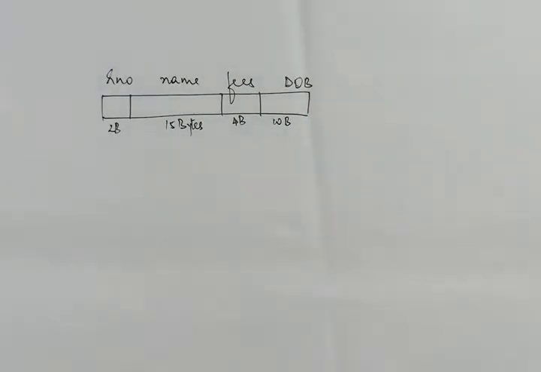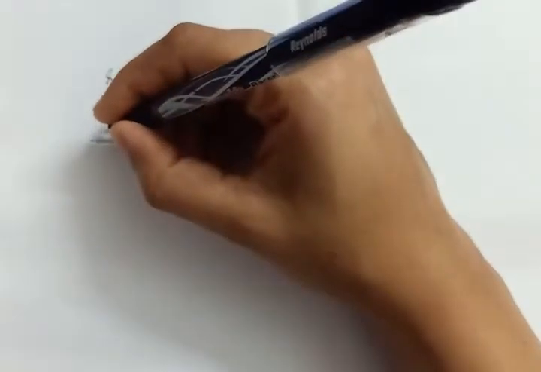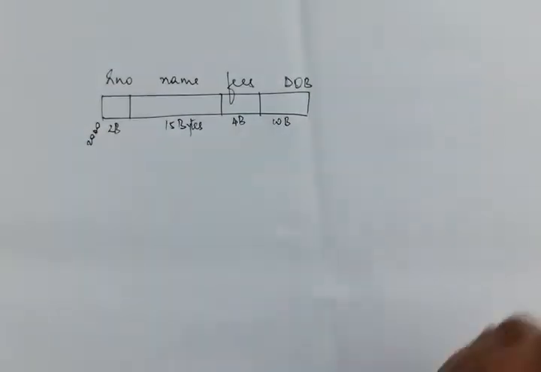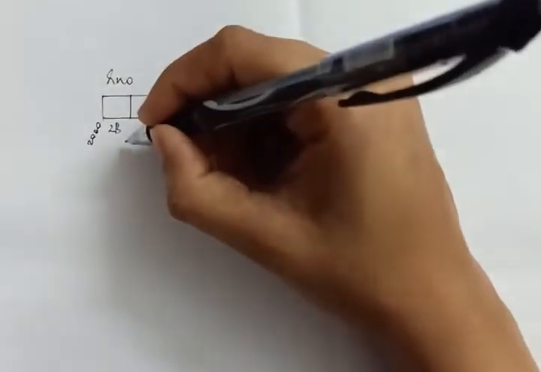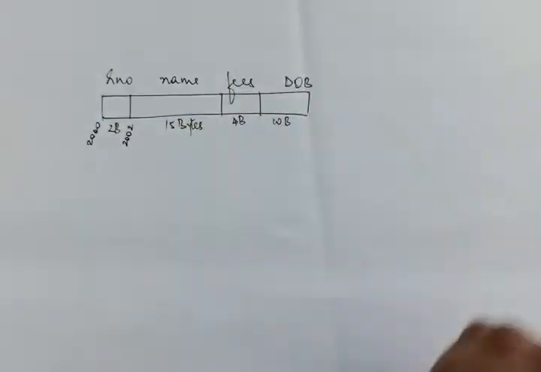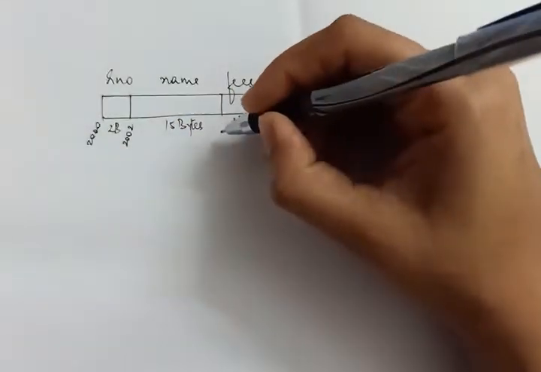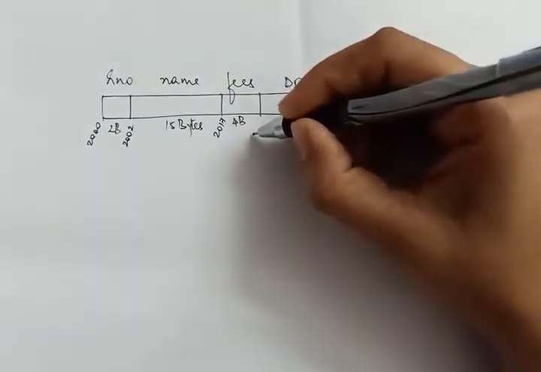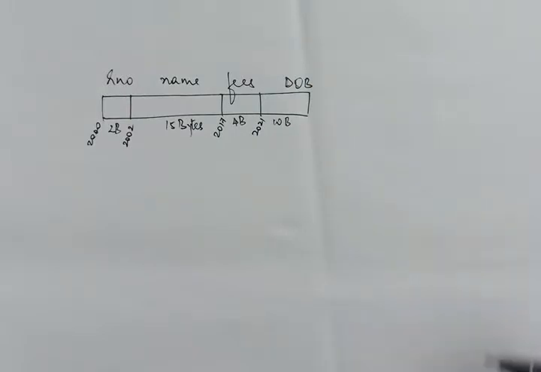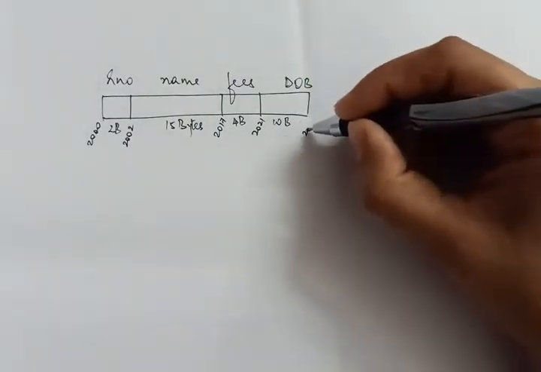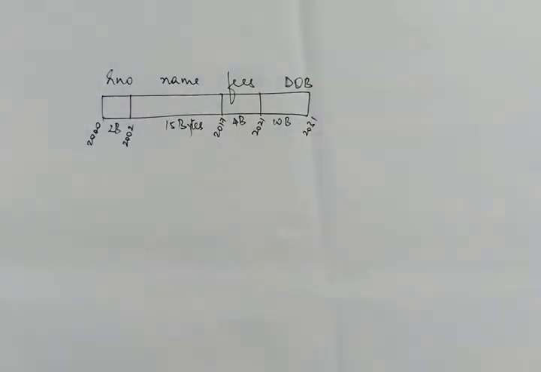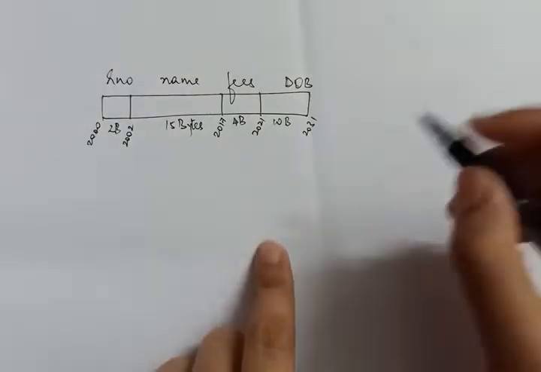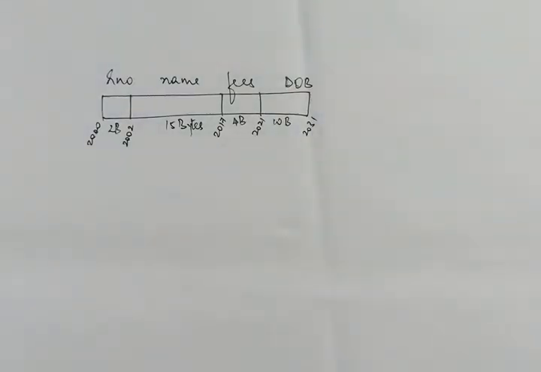So coming to address locations, suppose it starts from 2000, so next would be 2002, and this could be 2017, and this could be 2021, and this could be 2031, right? This is how the memory gets allocated.